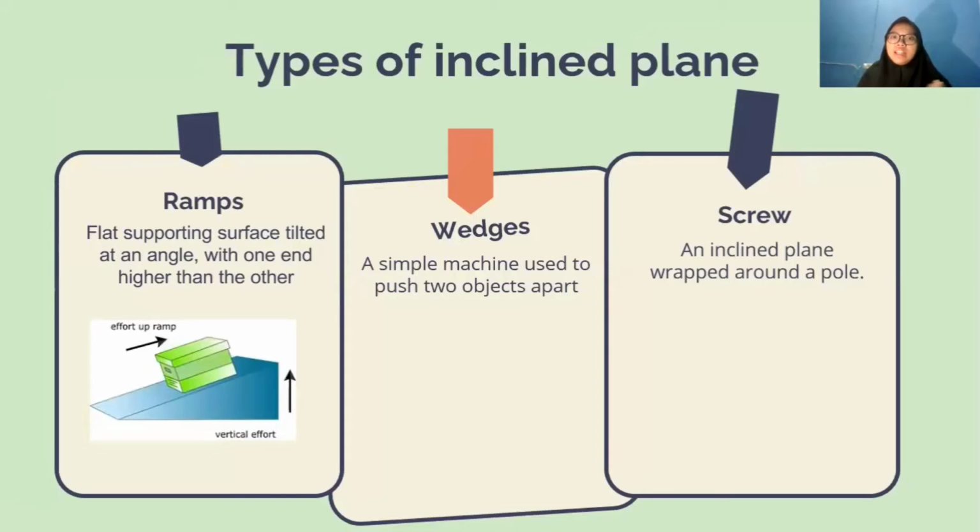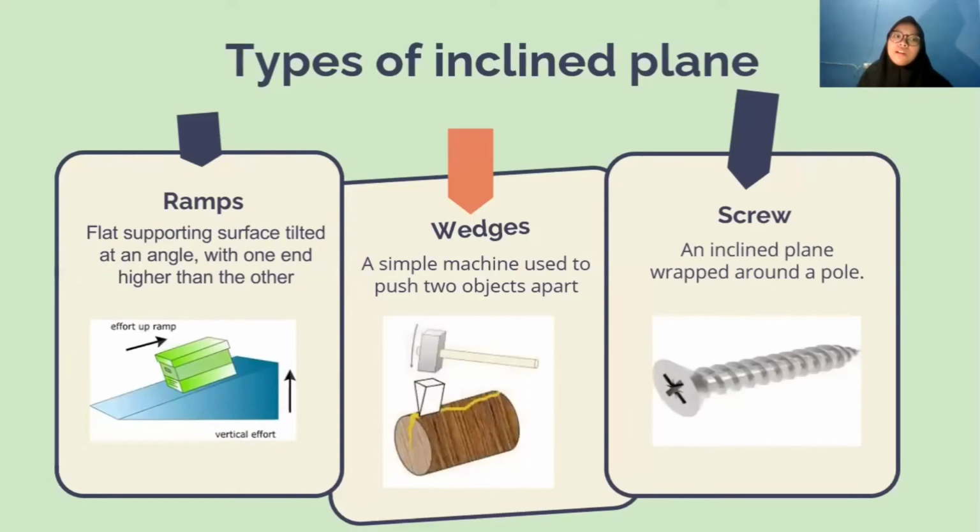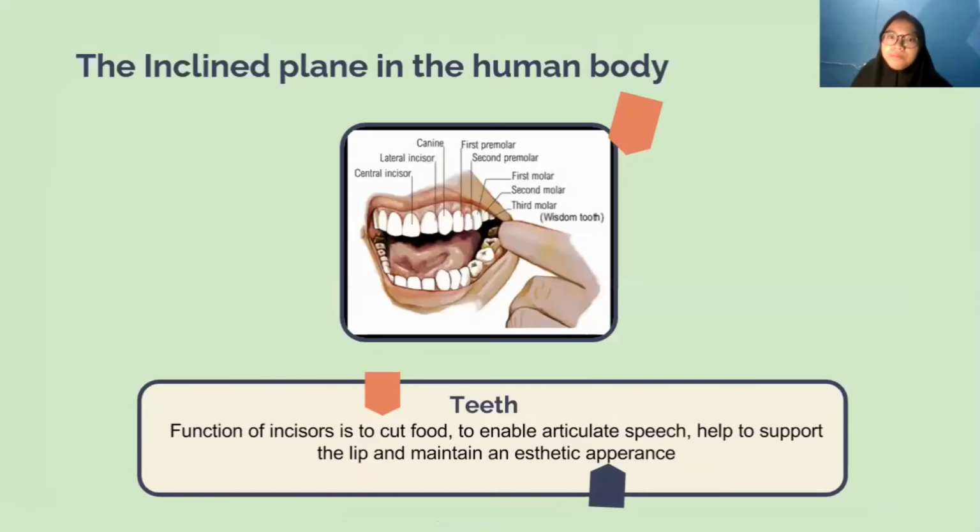Basically, the inclined plane has types also. First is the ramp. What is a ramp? It is a flat supporting surface tilted at an angle with one end higher than the other, so it can move heavy objects. The second one is the wedge. What is a wedge? It is a simple machine used to push objects apart. It can push objects apart because it has a thin surface. And for the screw, what is a screw? A screw is an inclined plane wrapped around a pole, and the example of a screw is the screw itself.